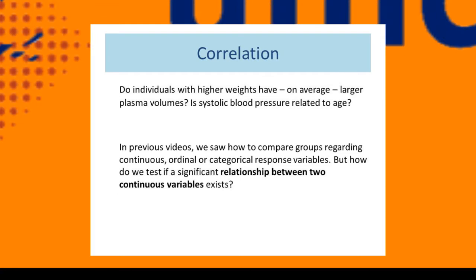In previous videos, we saw how to compare groups regarding continuous, ordinal or categorical data, but how to test for relationships between two continuous variables? Like in almost all statistical problems, we will start with descriptive statistics. In this case, we will have a visual impression first, by making a scatter plot.